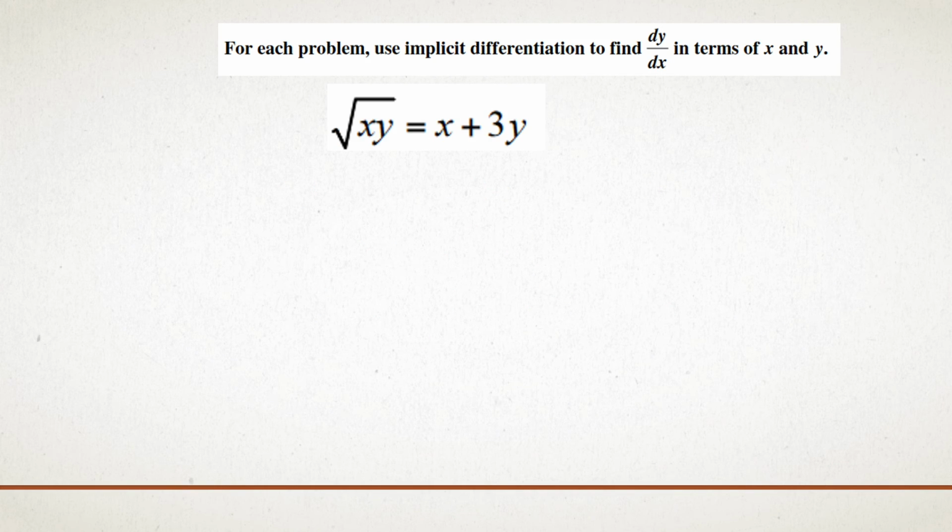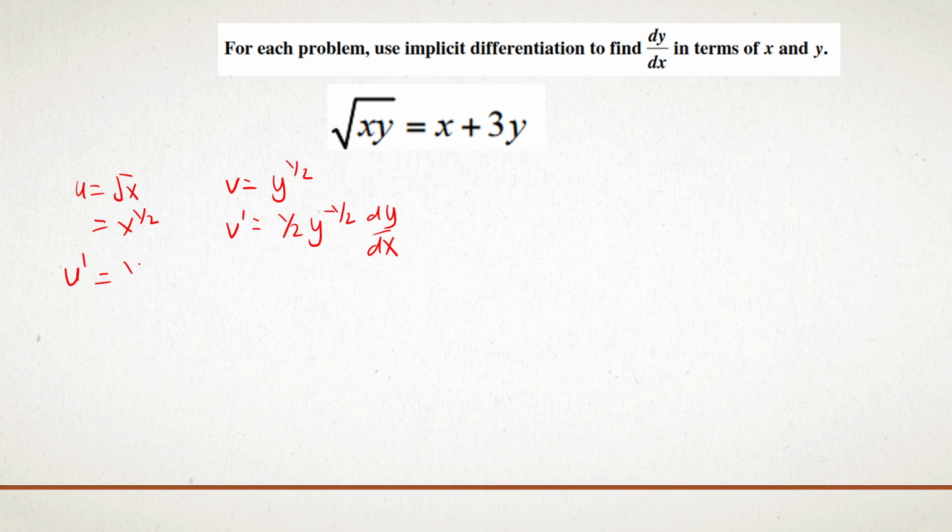Then how about this one? Also using implicit differentiation. This one, you have no way to separate them. So one thing you can do is make it become a square and bring it to the other side. If not, we just let our u equal x^(1/2), and our v actually is y^(1/2). So v prime is 1/2 y^(-1/2) dy/dx, and then u prime equals 1/2 x^(-1/2).